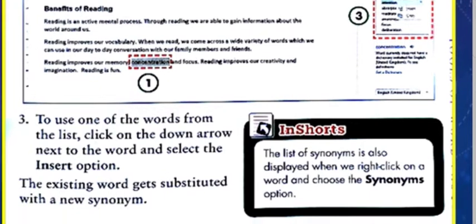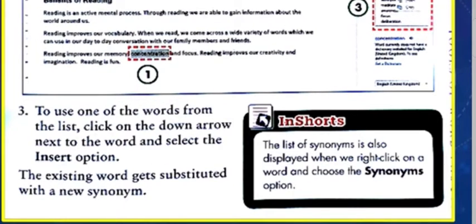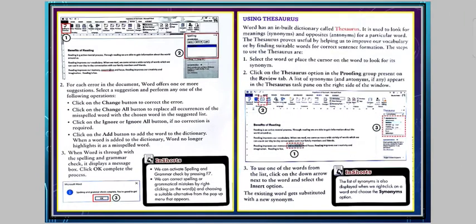Now to use one of these words from the list, click on the down arrow next to the word and select the insert option. The existing word will get substituted with the new synonym. So these are the simple steps to be followed for finding synonyms or antonyms, or using the spelling and grammar features.